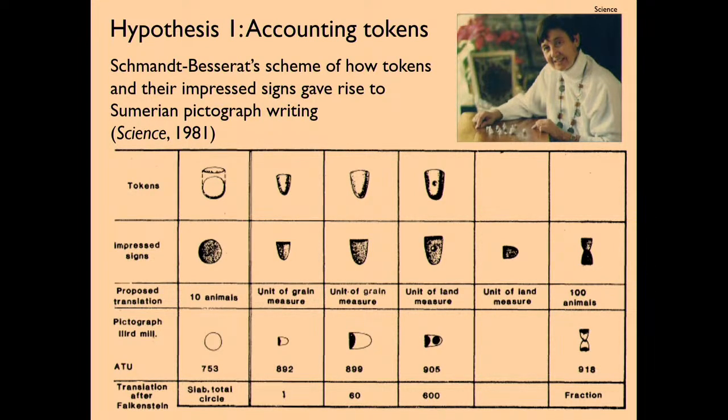Schmidt-Besserat has actually come up with a fascinating hypothesis as to how Sumerian writing originally arose in the context of creating accounting tables. So her idea is that when the Sumerian temples would receive donations, they would create some kind of a tabulation of how many donations they were receiving of each type. And so what they used to do is create these tokens. The shape of these tokens represents, for example, this could represent 10 animals. This would be a unit of grain measure. This would be a unit of land measure. So this is 10 animals, this represents 100 animals, and so on. So you see each of the shapes encodes number as well as type of the offering.